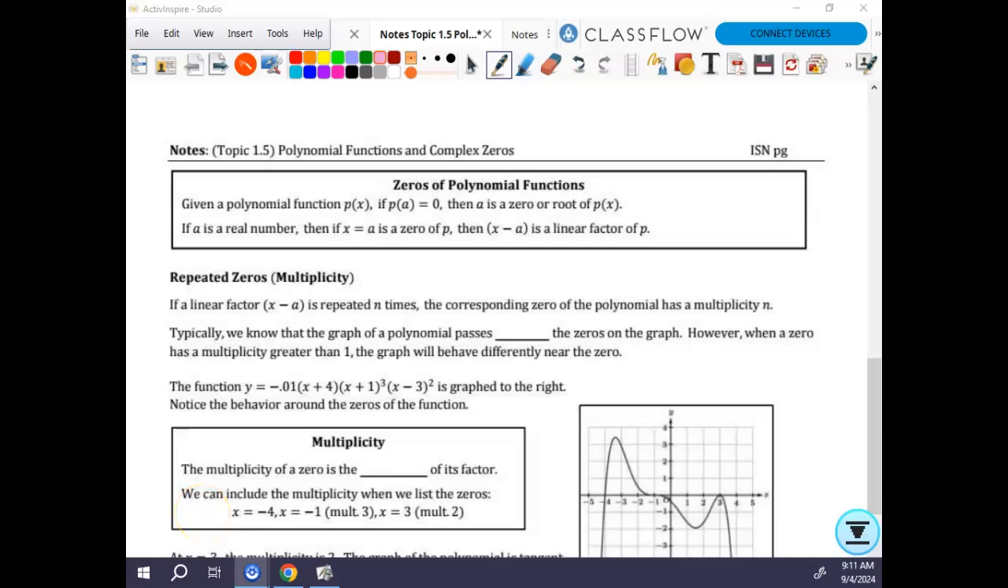This is going on page 27 when we're done. So we reviewed factoring because we got to be able to do it to do this stuff. We're going to talk about polynomial functions and complex zeros.